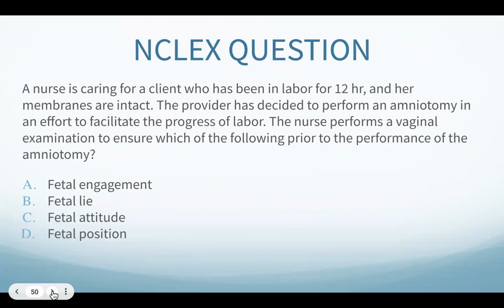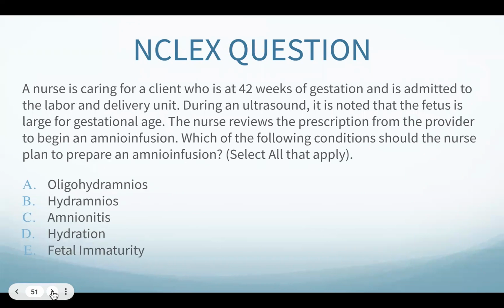A nurse is caring for a client who has been in labor for 12 hours and her membranes are intact. The provider has decided to perform an amniotomy in an effort to facilitate the progress of labor. The nurse performs a vaginal examination to ensure which of the following prior to the performance of the amniotomy: A, fetal engagement, B, fetal lie, C, fetal attitude, or D, fetal position. D, fetal position.